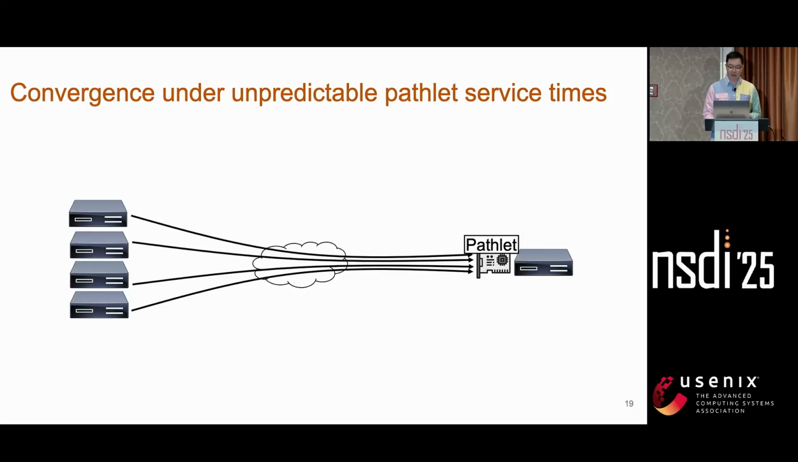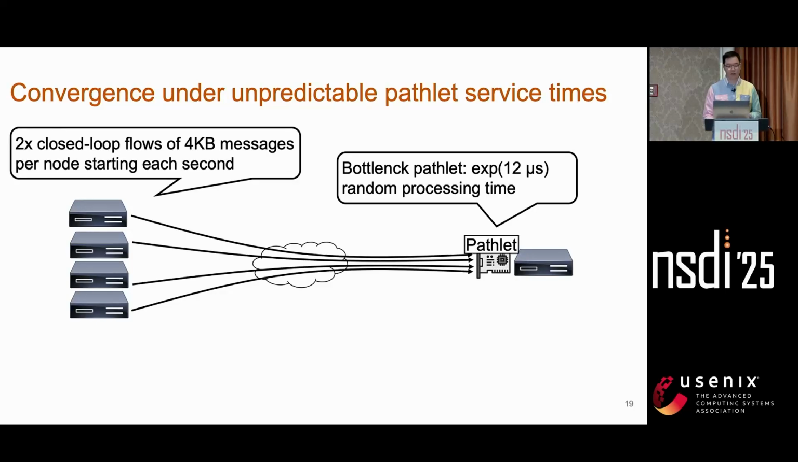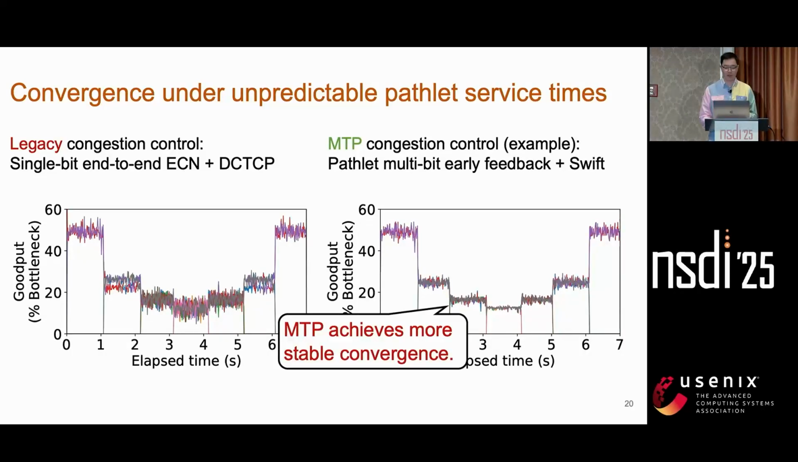We evaluate our congestion control with this setup. We configure the pathlet in our software NIC to incur random processing time from an exponential distribution. And there are 4 sender servers, each starting 2 closed-loop flows of messages towards the pathlet at a time. On the left-hand side, we use a legacy congestion control framework that gives single-bit end-to-end ECN marking and use the canonical DCTCP to consume the ECN marking. And the right-hand side figure shows our example MTP congestion control. You can visually see that MTP converges more stably.